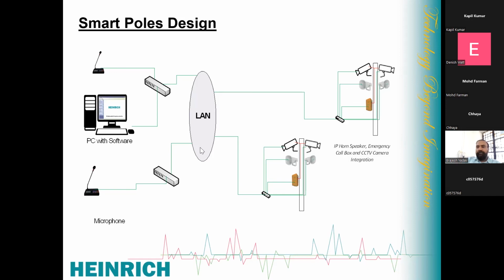So this is a smart city design where only the IP PAVA system can work. You cannot use a digital or analog system over there right now. And in all the smart cities, these kinds of solutions are working, where IP speakers or IP based amplifiers are used for multiple locations.